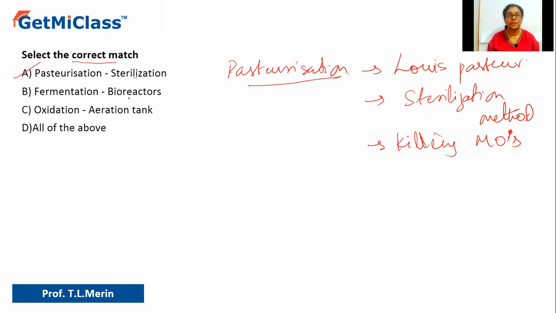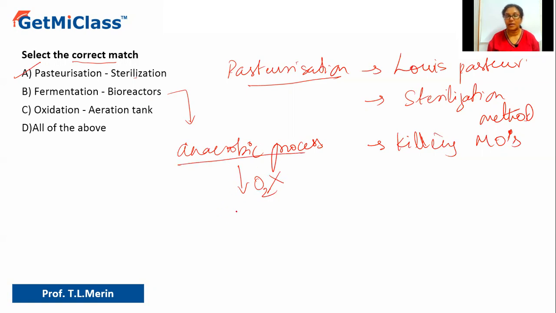Option B is fermentation, bioreactors. So what is fermentation? When you say fermentation, mainly it is an anaerobic process. There are aerobic fermenters also, but fermentation basically is an anaerobic process. Now this happens mainly in the absence of oxygen. So oxygen is not required. That is why it is called an anaerobic process.